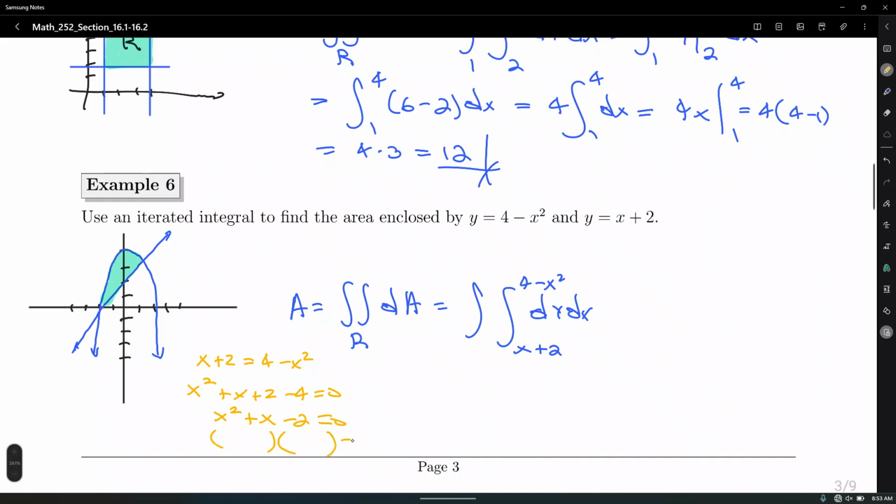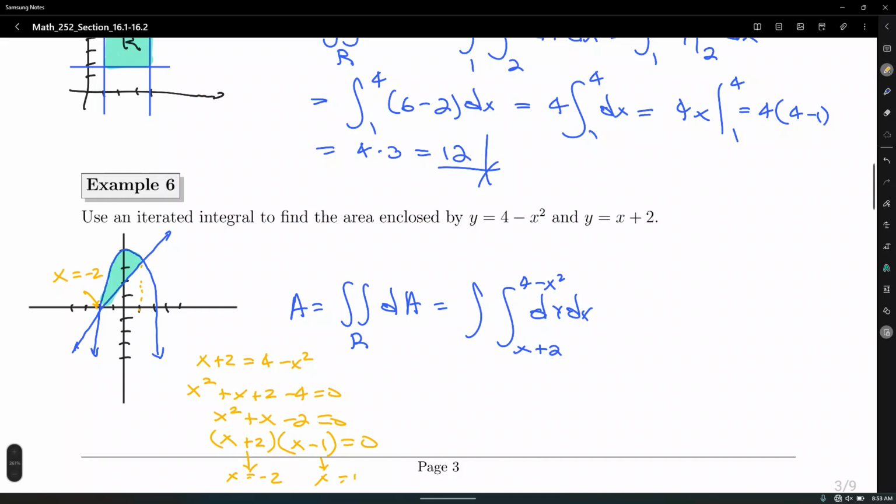This polynomial is relatively simple to factor. So, factors of negative 2 that add up to 1? Those are plus 2 and negative 1, right? This means x equals negative 2, which is actually this point right here, and x equals 1, which is this point. So those are our limits of integration.